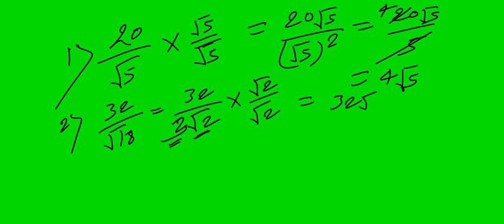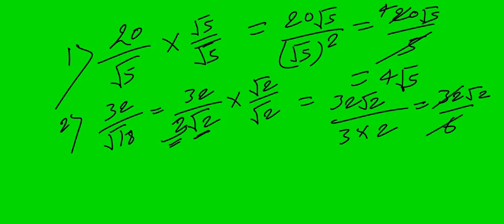32 root 2 upon 3 into 2. So it will come 32 root 2 upon 6. 32 and 6 will be cancelled with 2 in 16 times and in 3 times. So it will come 16 root 2 upon 3.